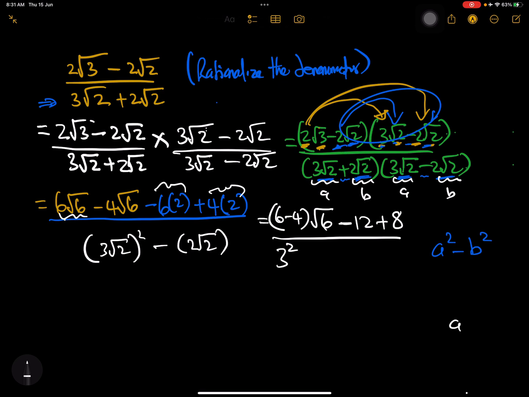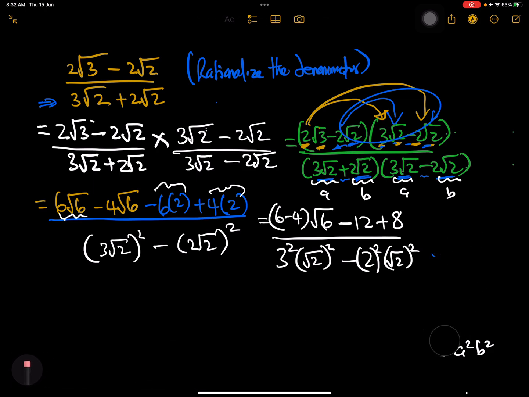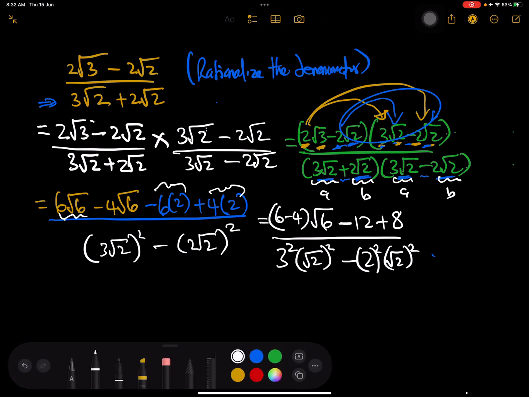Don't forget, if you have AB all squared, it is the same as A squared, B squared. So you have 3 squared into 3 into square root of 2 squared, minus 2 squared into square root of 2 also what? Squared. So let me wipe this one quickly, and then we come to the final stages of things.